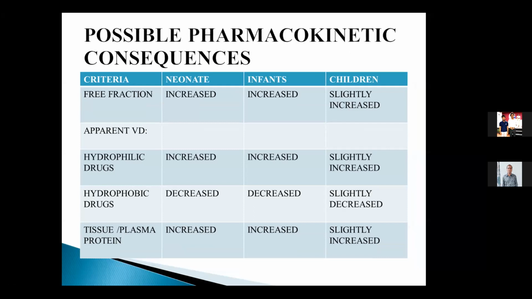Now the possible pharmacokinetic consequences, with criteria for neonates, infants, and children. The criteria are free fraction and apparent volume of distribution. Free fraction is increased in neonates, increased in infants, and slightly increased in children. For apparent volume of distribution, there is hydrophilic drug, hydrophobic drug, and tissue and plasma protein. Hydrophilic drug is increased in neonates, increased in infants, and slightly increased in children.